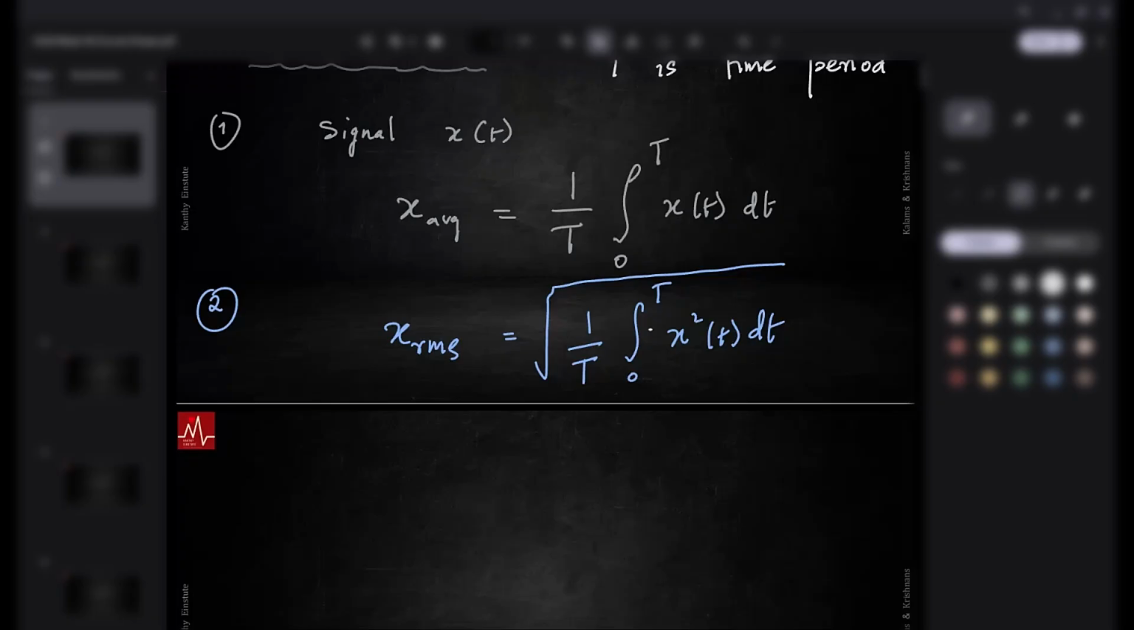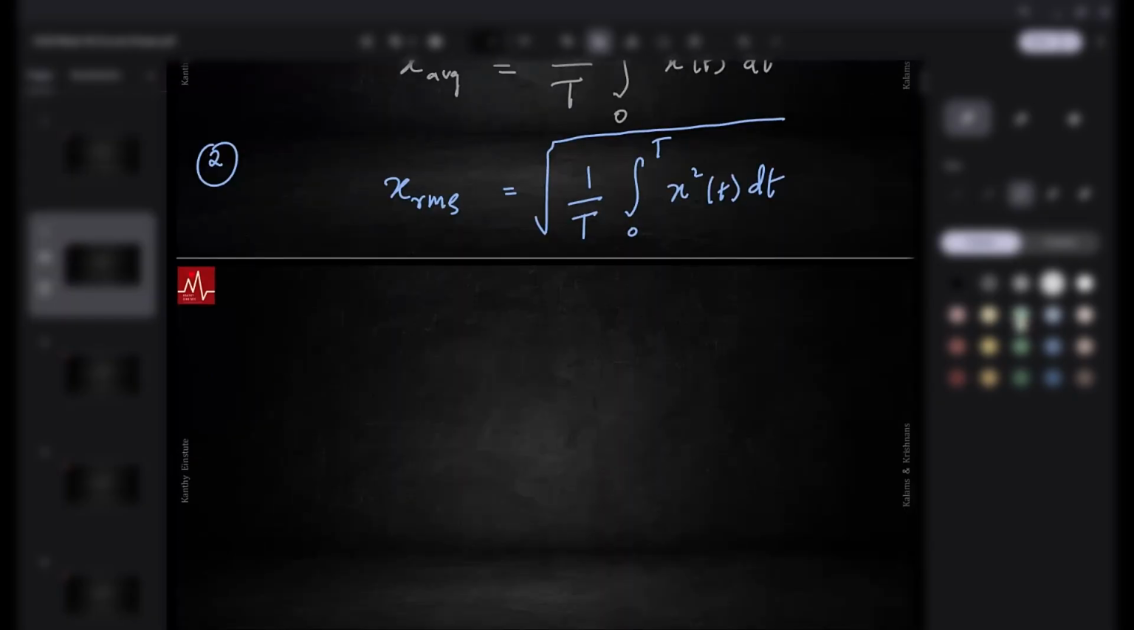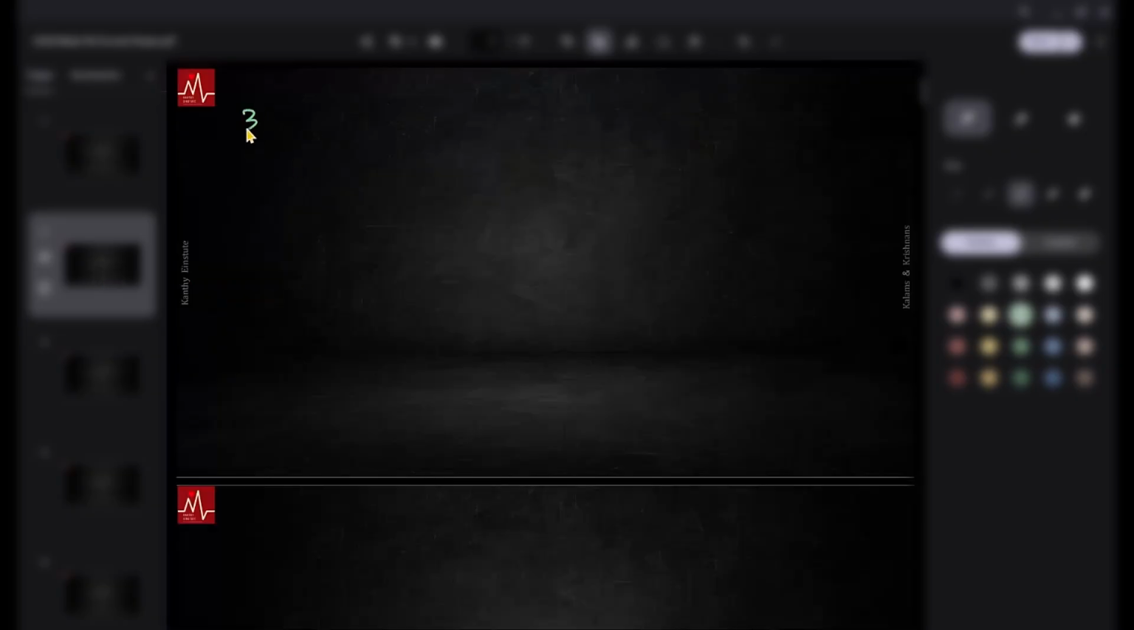Let's ask a simple question. Let's say your x of t is x naught, you could call that a peak value, times cos omega t.